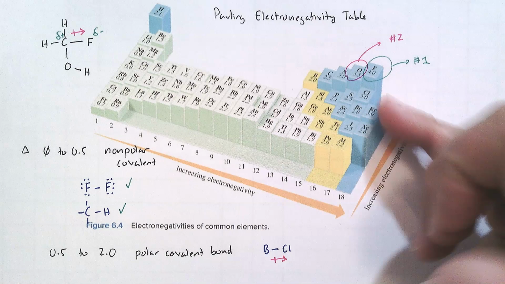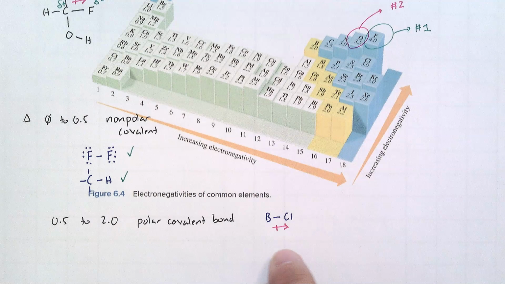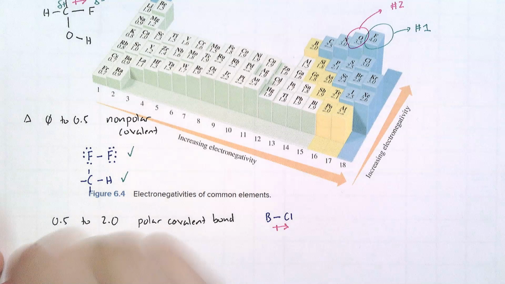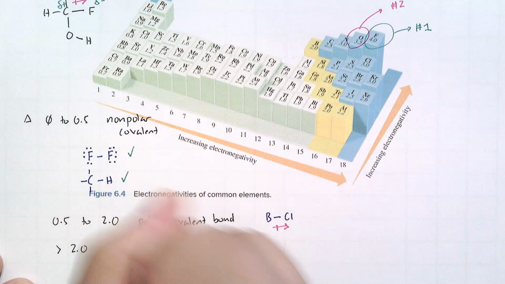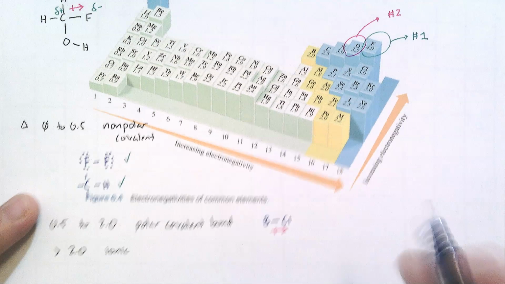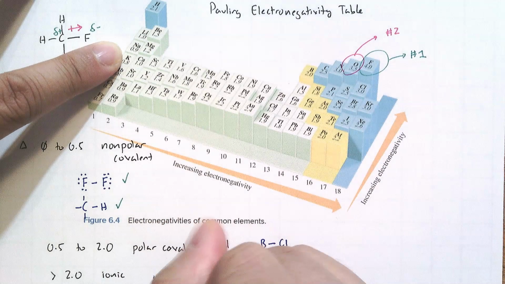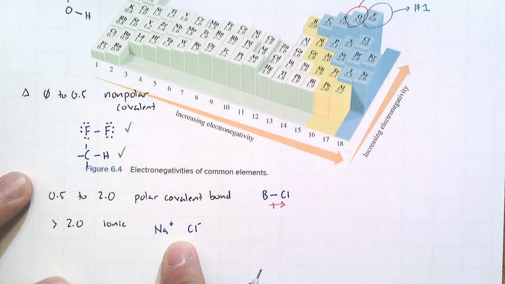Now, don't worry about the units of electronegativity, but we are going to talk a little bit about the units of bond dipoles. But let me take care of the last type of bond using the Pauling electronegativity table, and that's if the difference is greater than 2.0, you have an ionic bond. And we know ionic bonds. Let's take, for instance, sodium chloride. You have Na plus and a Cl minus. Here we don't have a sharing of electrons. We actually have a transfer of electrons.